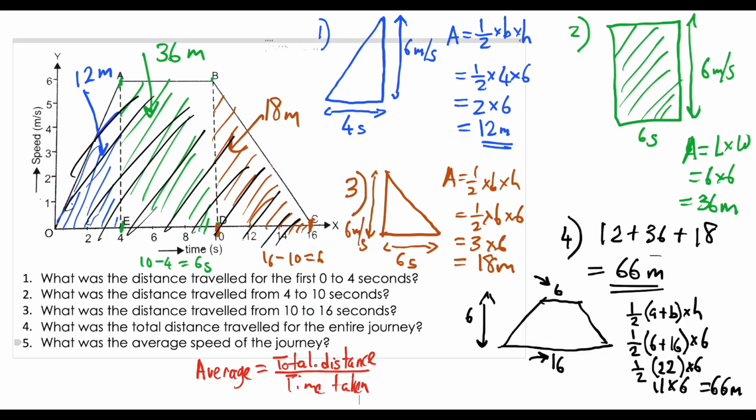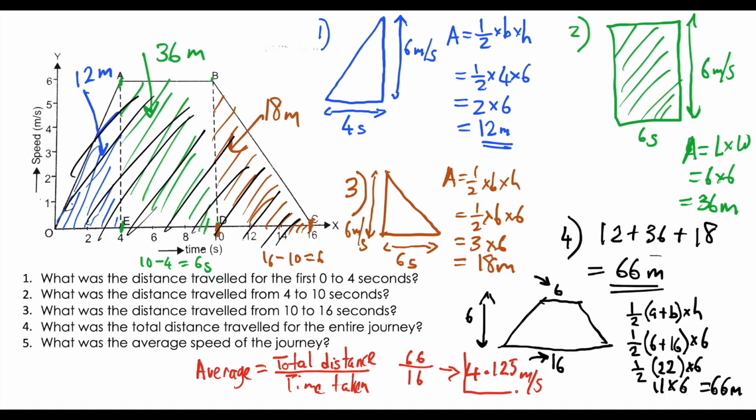In order to work out the average speed, we need to know the total distance and the total time taken. The total distance was 66 and the time taken was 16. Once we divide these, we get the average speed. 66 divided by 16 is 4.125 meters per second. So this here is our average speed for number 5: 4.125.